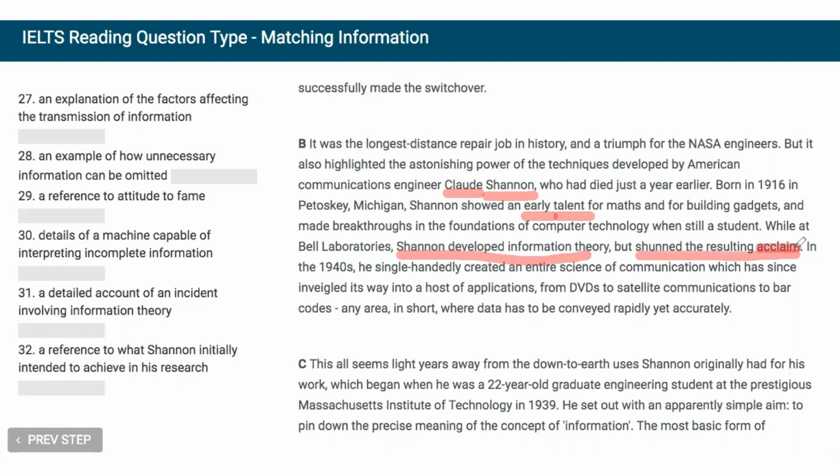Okay, and already I see this lovely word, acclaim, which makes me think about number 29, which is a synonym for fame. And we see that he shunned the resulting acclaim. Shunned is quite an advanced vocabulary word, so it shows that he did not want that acclaim. He was a bit embarrassed. He went away from that acclaim, and that would be a reference to his attitude. So I think this one is quite clear, and I would confidently say that number 29 is B because it references Shannon's attitude to fame.